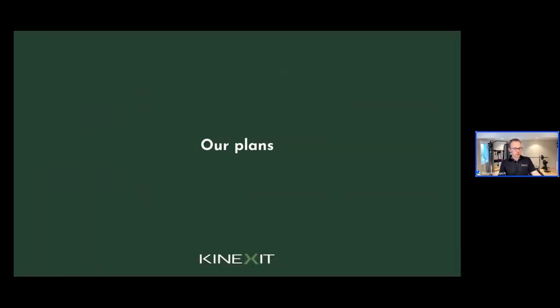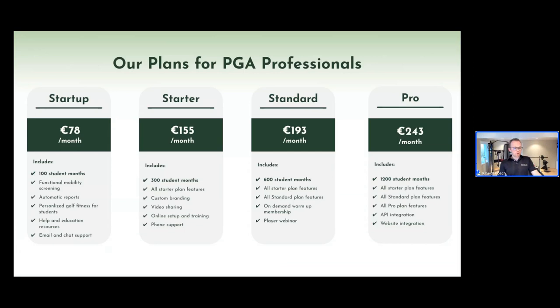So our plans. When we work with professionals, we have different plans depending on your needs. Our core business model is around the fact that when I'm a pro, I have access to Kinexit. I'll have access to a certain amount of student months. Now, these student months you can use in multiple different ways. In our first plan, we call it startup. And in this case, you will have access to 100 student months that you can share with your players.